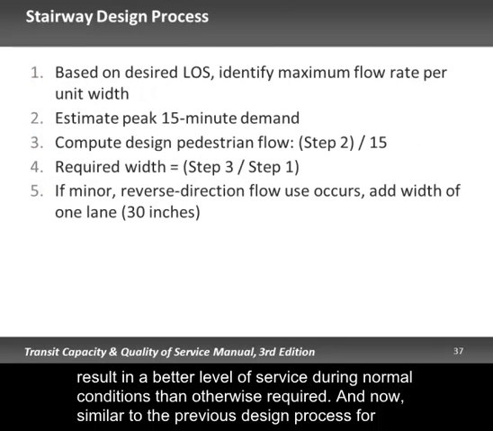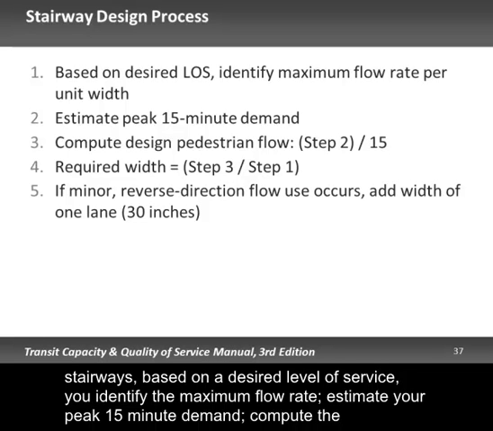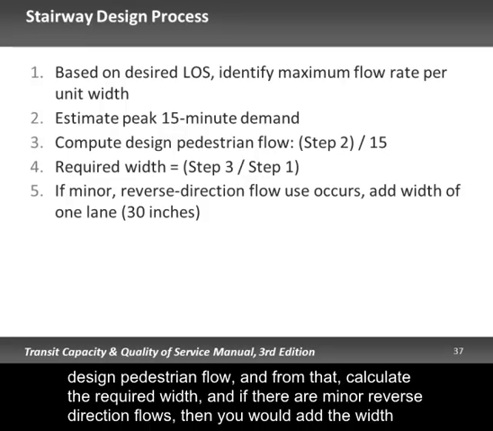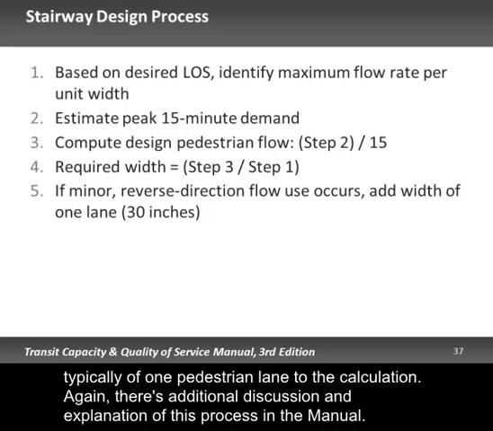And now, similar to the previous design process for stairways, based on a desired level of service, you identify the maximum flow rate, estimate your peak 15-minute demand, compute the design pedestrian flow, and from that calculate the required width. And if there are minor reverse direction flows, then you would add the width typically of one pedestrian lane to the calculation. Again, there's additional discussion and explanation of this process in the manual.